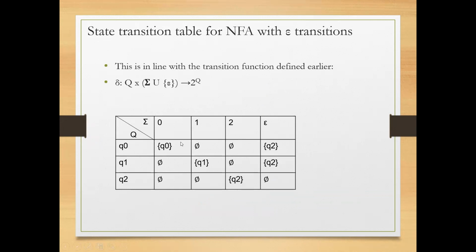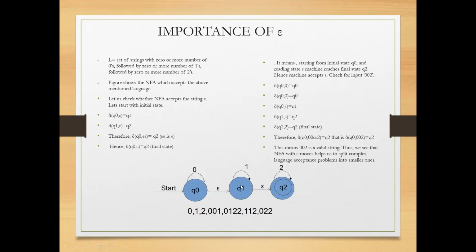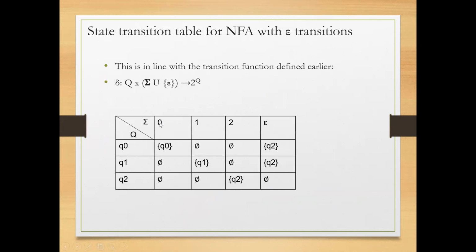Now, if you want to design a state transition function, a state transition table for the same NFA, then along with 0, 1, and 2 as input symbols, you will have to add epsilon also, because epsilon is also one of the input symbols in your NFA. Along with the input alphabet, you have to add this epsilon as one more input symbol. That is the reason you can see the columns 0, 1, 2, and epsilon. And all those transitions are shown here.